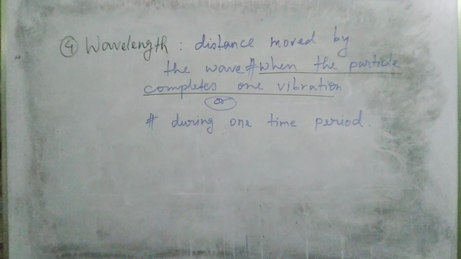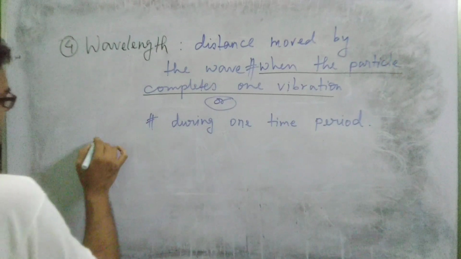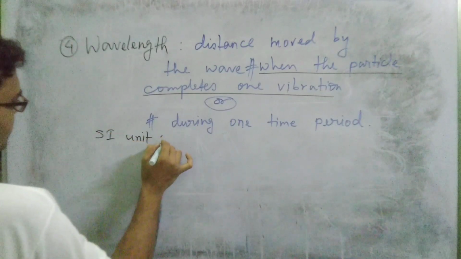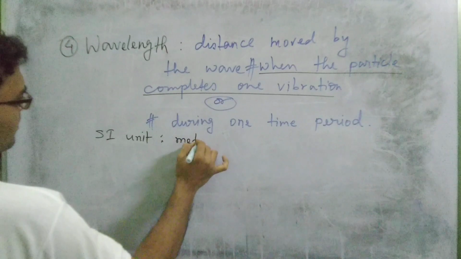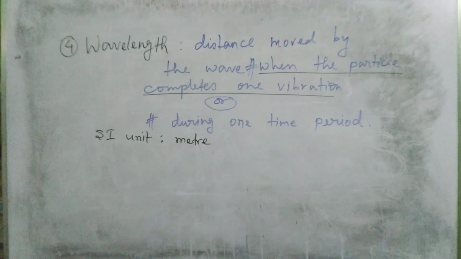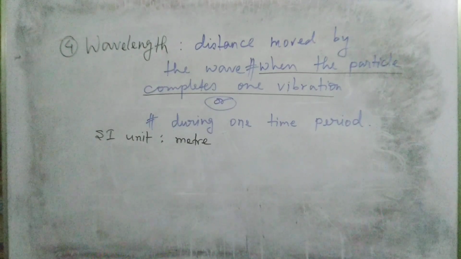Now as wavelength is some kind of length, this wavelength should have an SI unit of what? SI unit of meter? Yes, definitely meter, because it is one kind of distance, one kind of length. So length has an SI unit of meter, so definitely wavelength will also have a unit of meter.